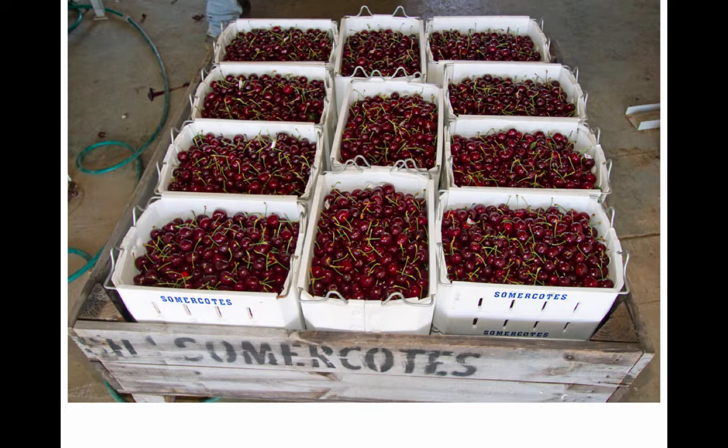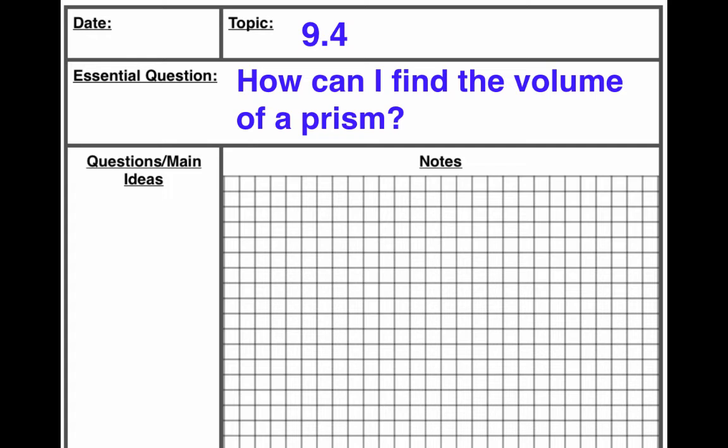Or how about this? Have you ever helped pick cherries in the summer or been involved with that? When they fill up the bins of cherries, the number of cherries that fit inside the bins is the volume of cherries. So we are going to work on finding the volume of a prism.